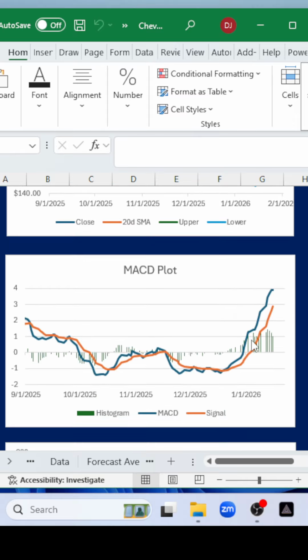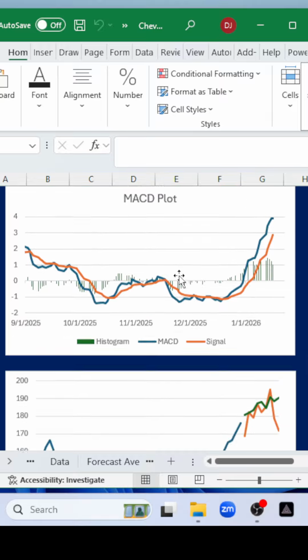MACD plot, look at all these positive bars here, although you notice it is starting to decline a little bit. Interesting. Hopefully we're going to continue to see this upward bullish momentum. Okay, what about now? Forecast.